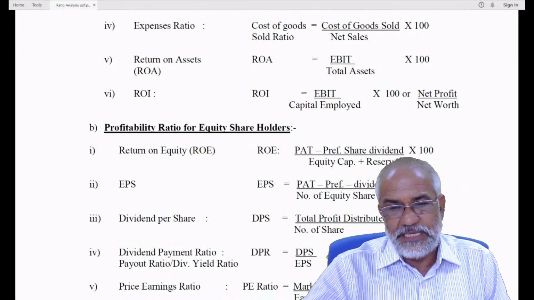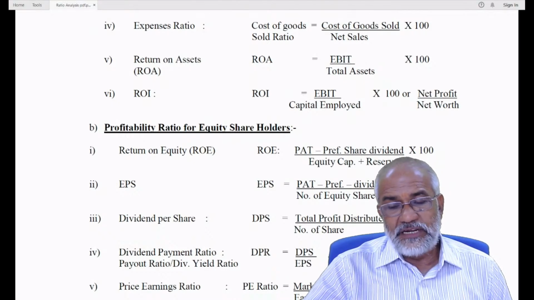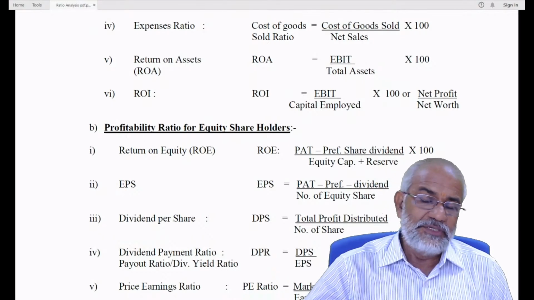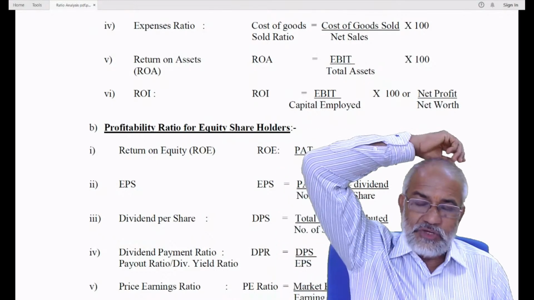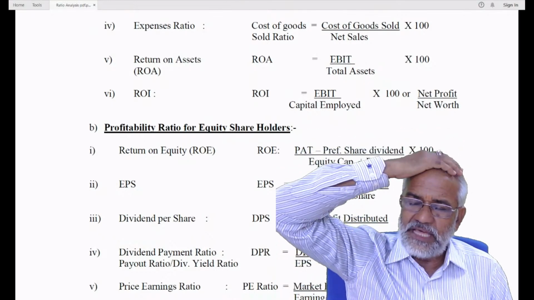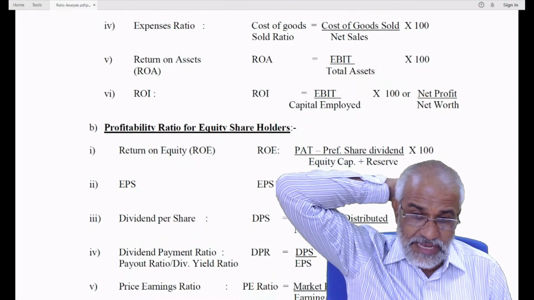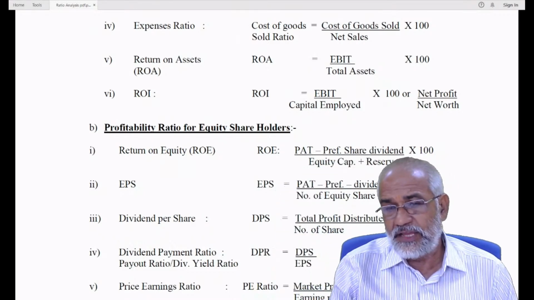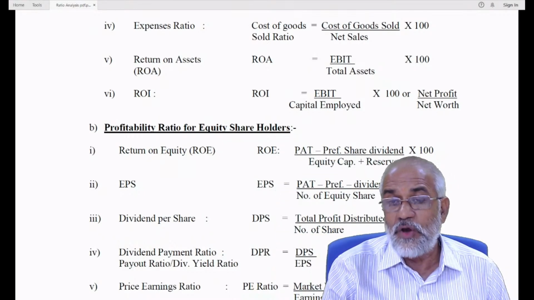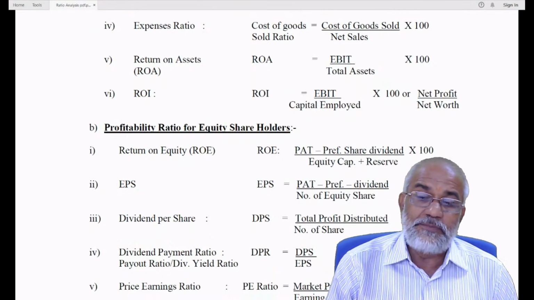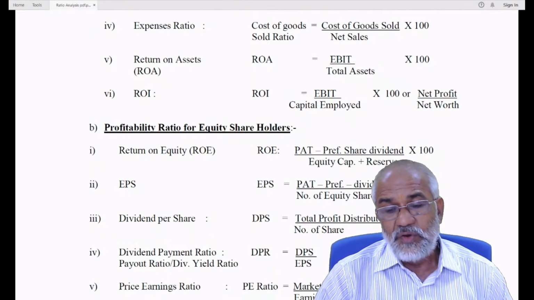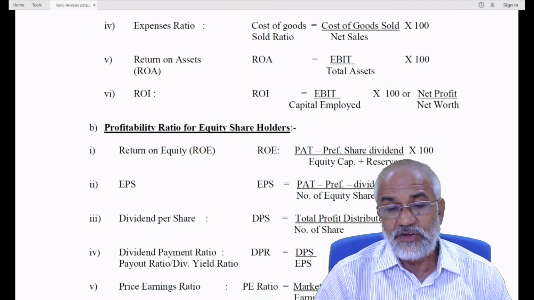Then dividend per share, DPS. Dividend per share is calculated by dividing the total distributed profit, or the total divisible profit, by the number of shares. When the profit is earned, the management has to decide how much of the profit is available for distribution and how much is to be kept in the organization as retained earning, which is otherwise called the plowing back of profit. So the total distributable profit divided by the number of shares would be the dividend per share.